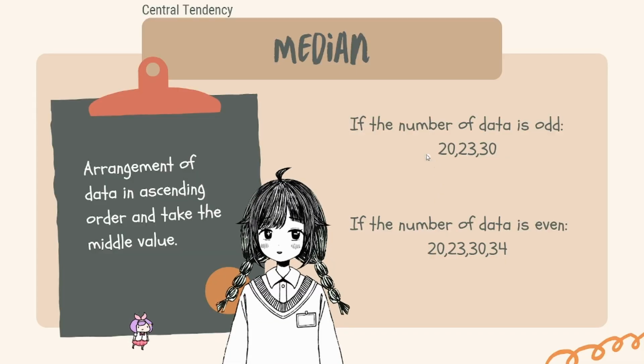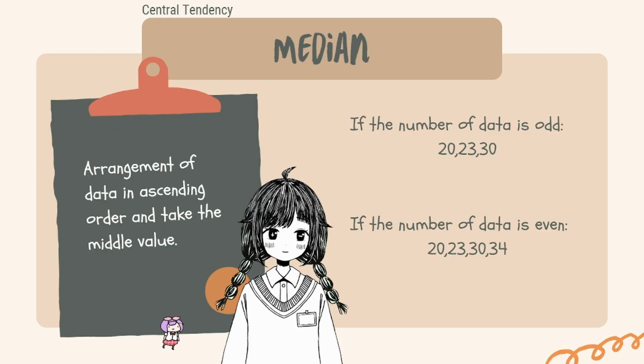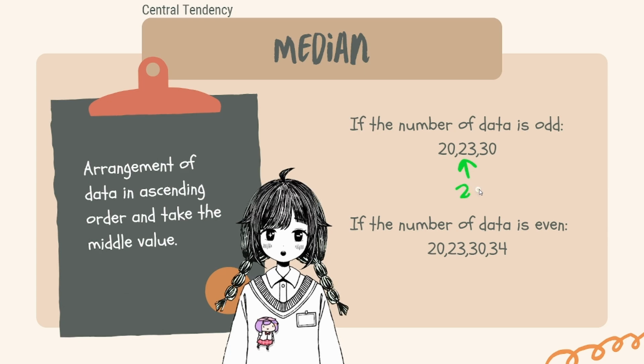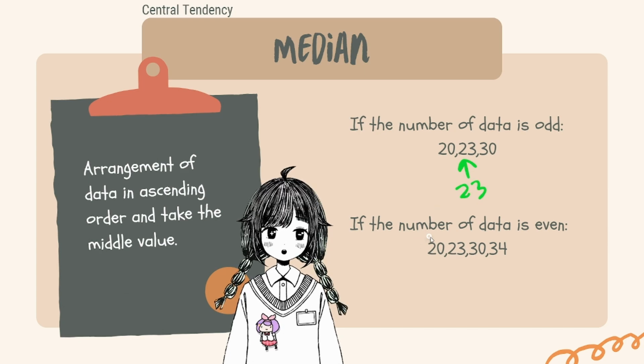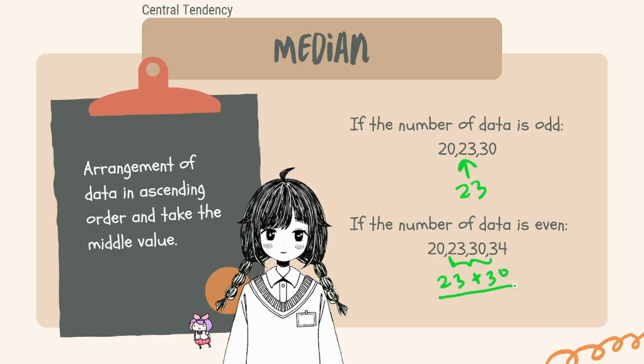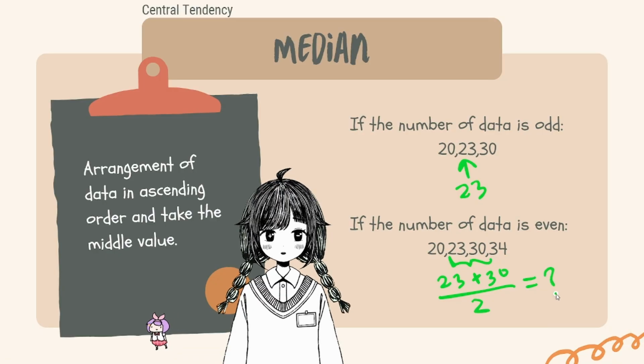Now for median, to calculate median, we arrange the data set in ascending order and take the middle value. There will be a situation where the data size is odd or even. In case of odd, it is very straightforward. Take the middle, the answer is 23. In case of an even number, we take both of the middle numbers, 3 plus 30, divided by 2. That will be our median.